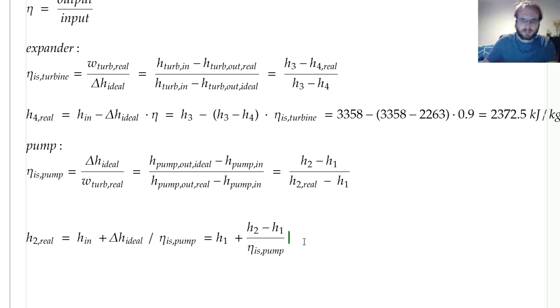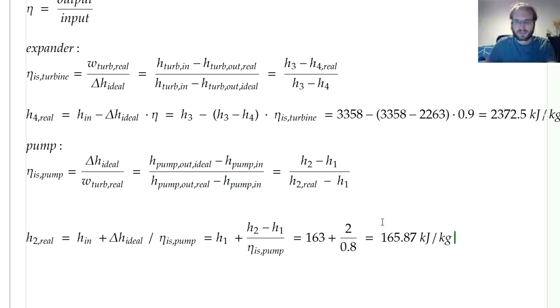Now let's do the same with the pump. So enthalpy at the pump inlet, H1, is 163 kilojoules per kilogram, plus the ideal work of the pump, H2 minus H1, which was 2 kilojoules per kilogram, and we divide by pump efficiency, which is 0.8. So we will get the enthalpy H2 real as 165.87, again kilojoules per kilogram.